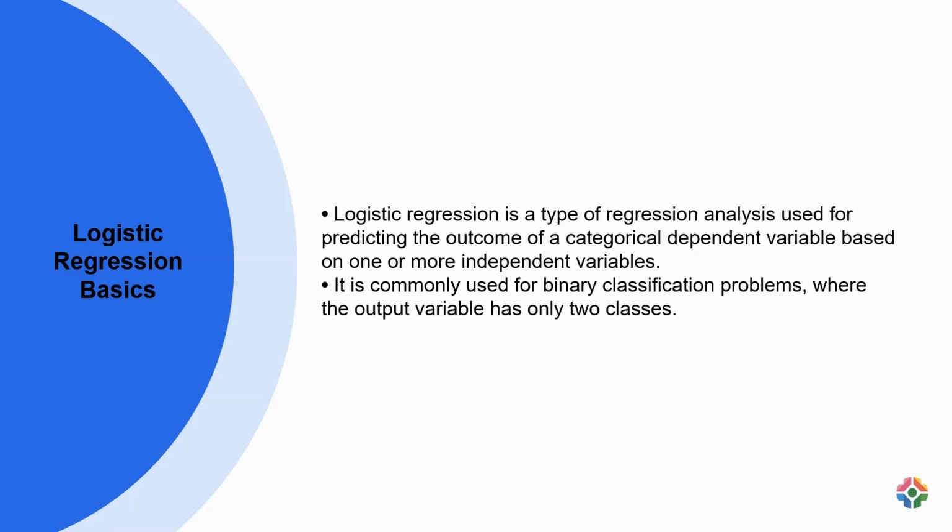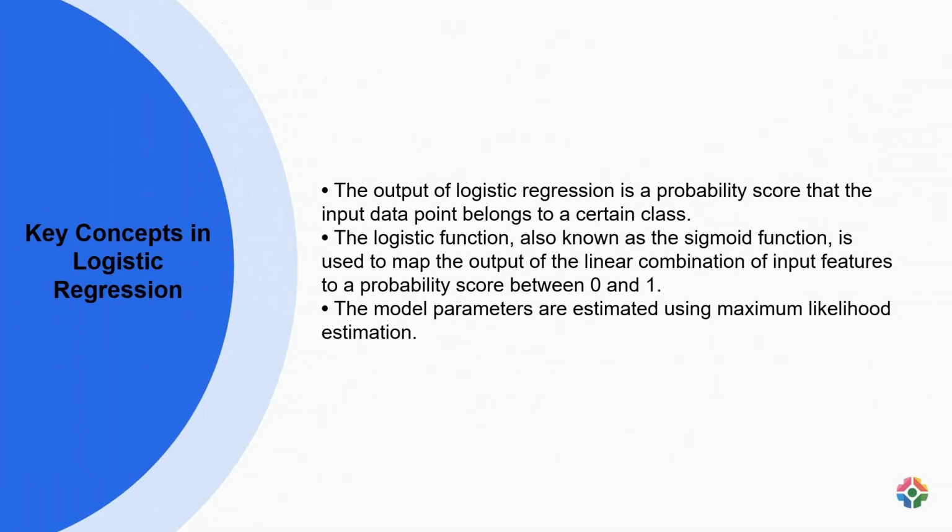For example, in predicting whether a customer will default on a loan based on factors such as income, credit score, and debt-to-income ratio, logistic regression can be employed to ascertain the likelihood of default occurring. Logistic regression outputs a probability score indicating the likelihood of a data point belonging to a specific class. This is achieved by applying the sigmoid function to the linear combination of input features, producing a probability value between 0 and 1.